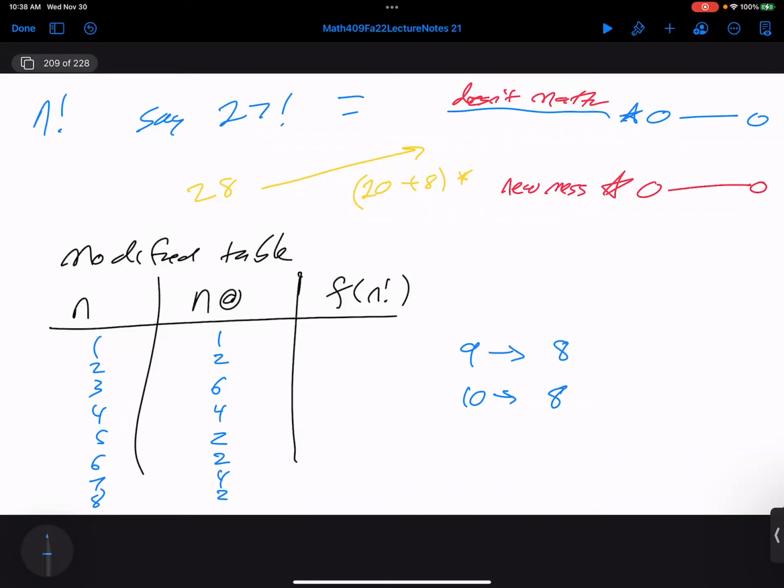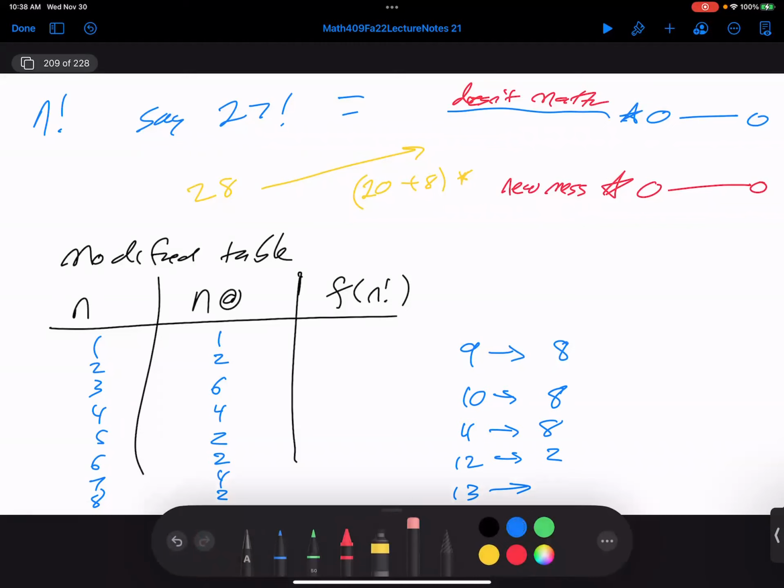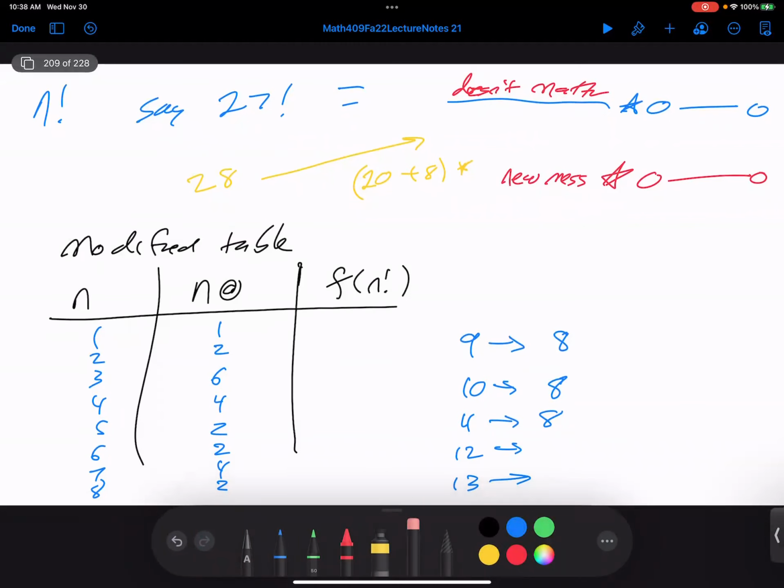And now when we have 11, we would get 8, 12, 16, so it just becomes 2. 13. Oh, it's 6. Oh, sorry, 6. And then 13 would be 6 and 3 is 18, right? So we can actually start generating the sequence.